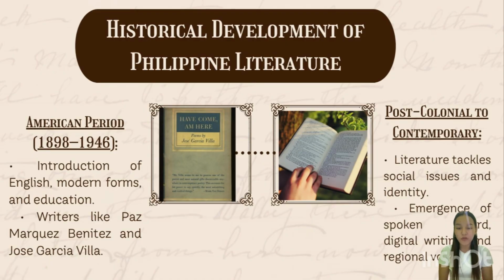And lastly is the post-colonial and contemporary period. After independence, literature became more diverse and critical. Ang mga writers kay nag-istorya na about sa mga social injustice, politics, corruption, and even environmental concerns. We also have modern forms like digital literature, spoken word poetry, and graphic novels. So, karong panahona nagpadayon gihapon ang panitikan sa pag-uswag nga nagrepresentar sa boses sa mga Pilipino.